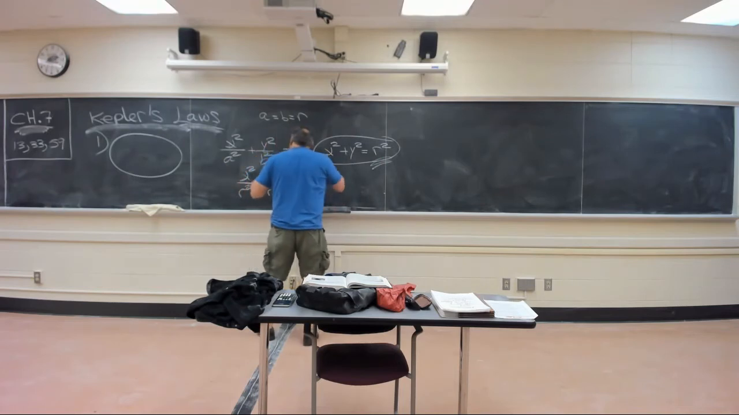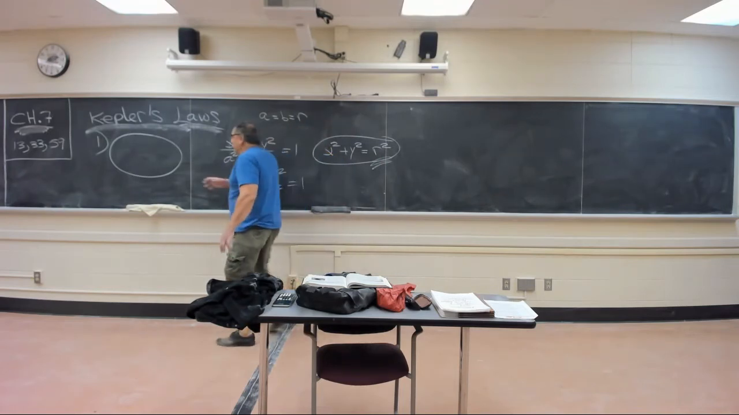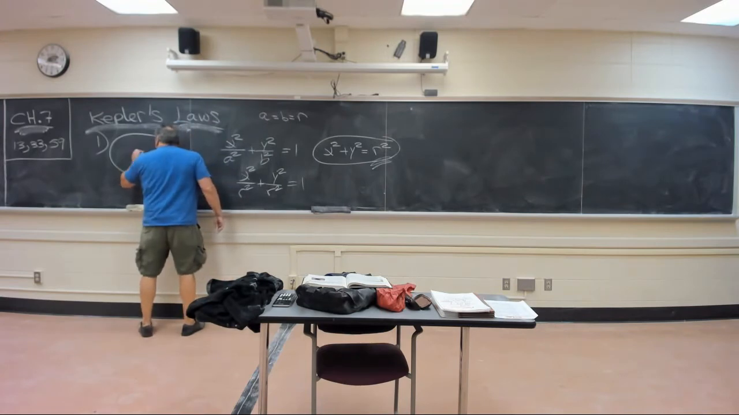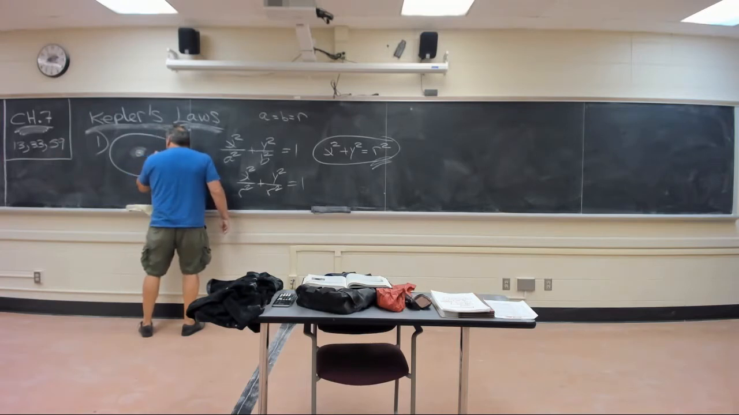If a and b are not equal to each other, you're going to get this ellipse. Let's say this is the sun, and this is another point, it's not really anything there, I'll explain in a second. This is a planet going around here, and the planet orbits the sun.